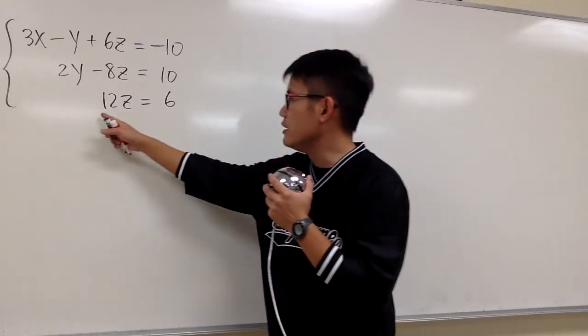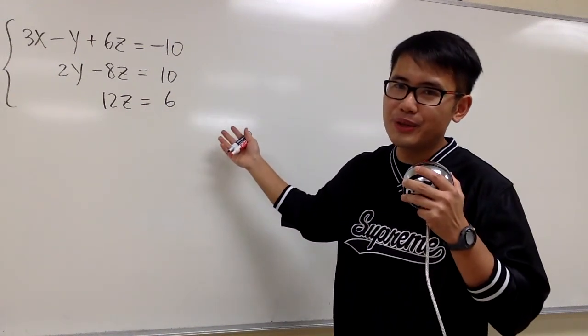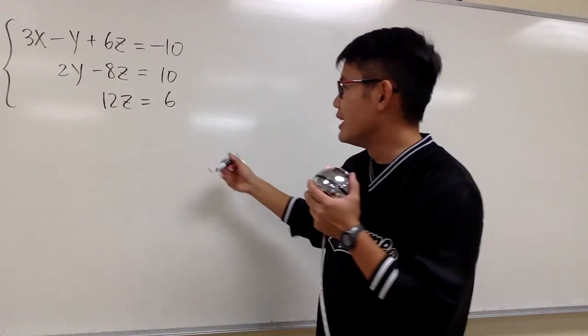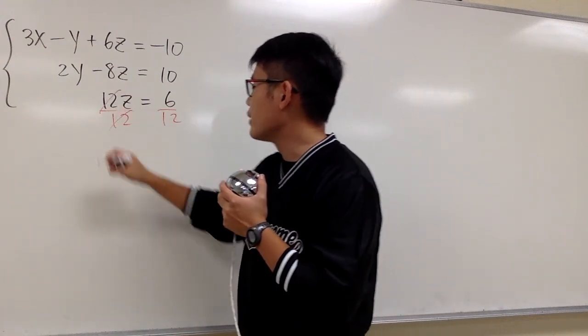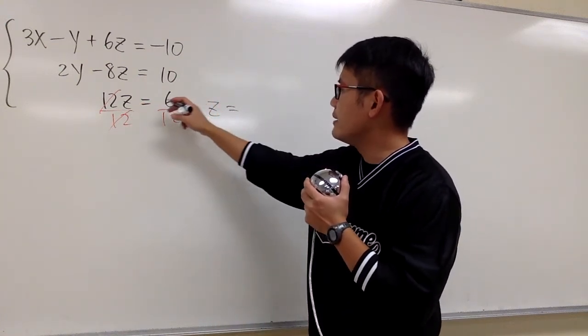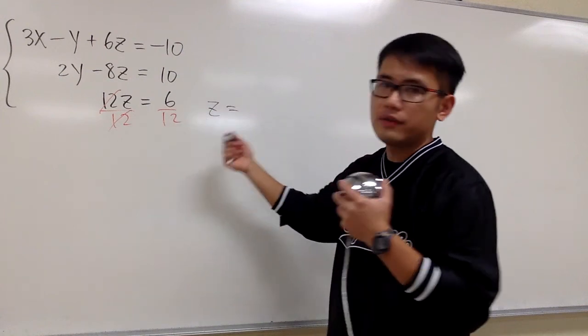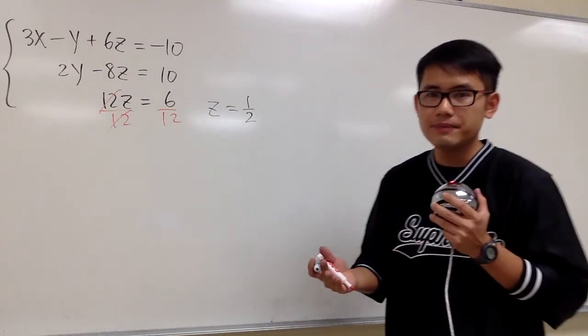As we can see in the third equation, we have 12z is equal to 6. So is there anything that we can do to get the z value? Sure, because we can just divide both sides by 12, and you see the 12 will cancel, and we have the z value right away, and z is equal to 6 over 12, and that's the same as 1/2. We get the z value, right?